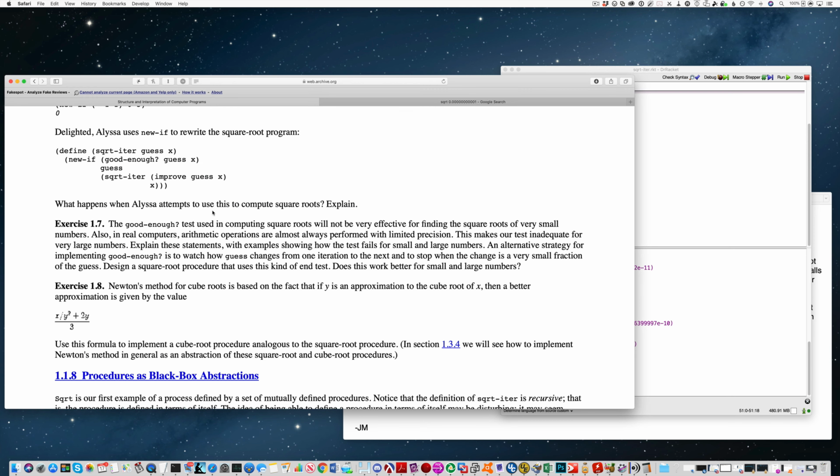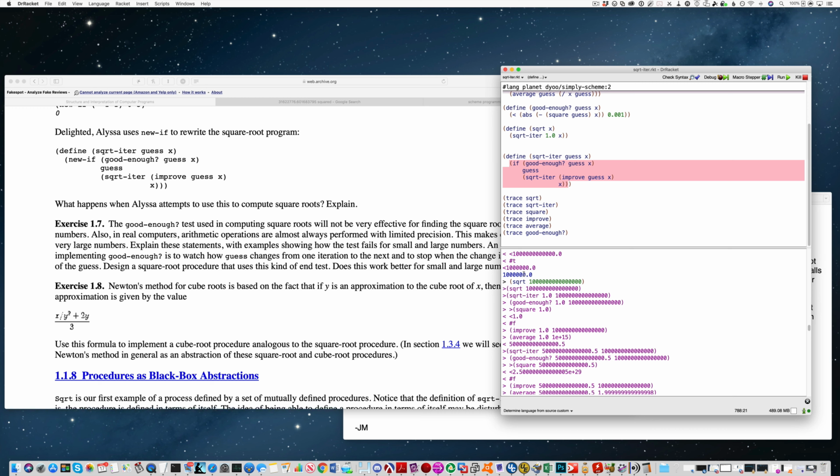Okay, so that's why it's not going to work for small numbers. Also, in real computers, arithmetic operations are almost always performed with limited precision. This makes our test inadequate for very large numbers.